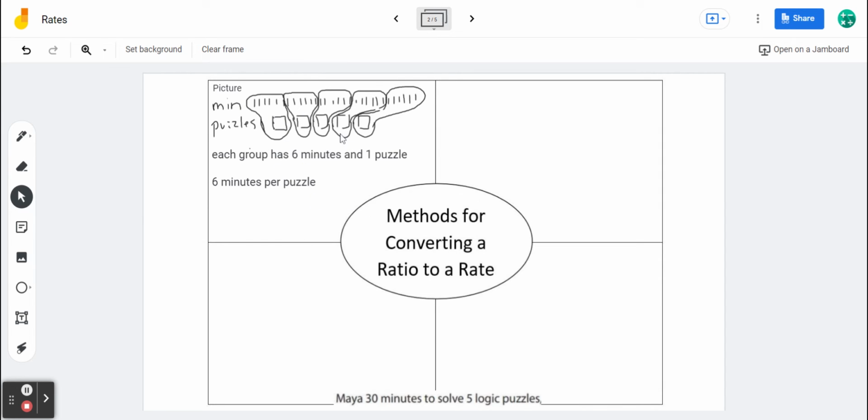Now, is this the best option? While it's the easiest one to visually see, it might not be the best option. Even for this one, drawing 30 tick marks can sometimes be too much. Now imagine if I give you bigger numbers, it takes you 120 minutes for 5 puzzles. That would be a lot. So there have to be other methods that we can connect to this. So the second method, which you guys already have experience with, is a ratio table.